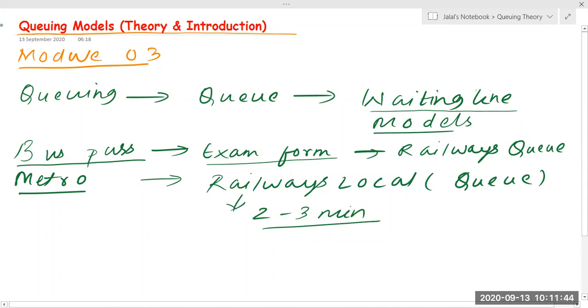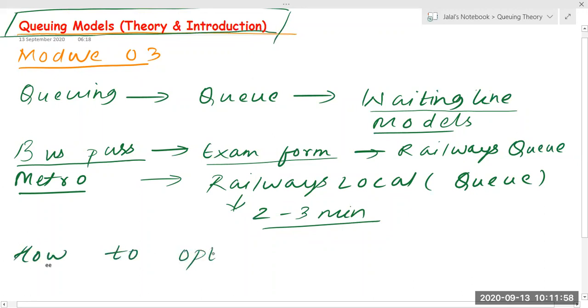Similarly, what we are going to study today is how to optimize the queue model. We are going to study how to optimize various queuing models. There are various queuing models. I think there are 10 types of queuing models. In our syllabus we only have 4 types of queuing models.